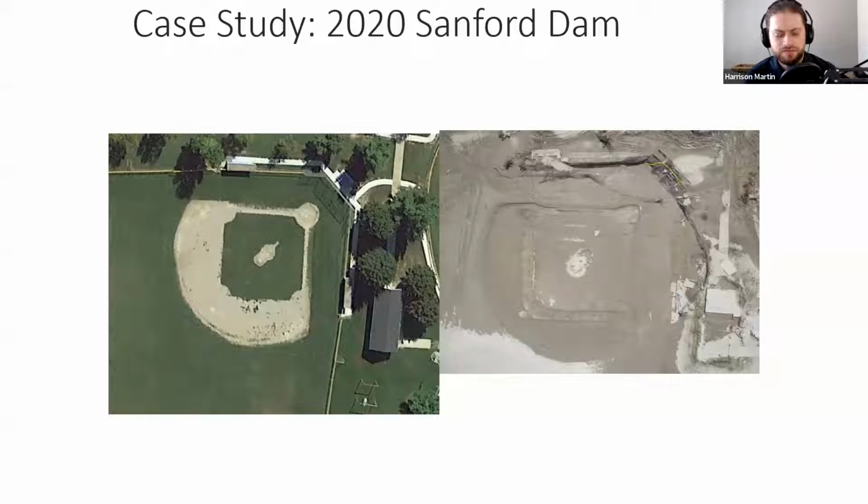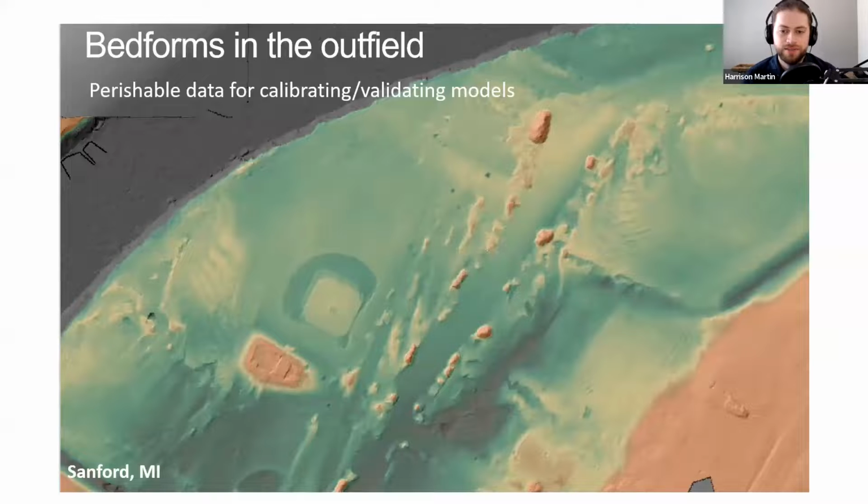And beyond just the human element, scientifically, it brings to mind questions. Okay, well, was this erosion? Was this deposition? Are there spatial patterns? How do we prepare? Should we shore up certain areas in the future? And I think that these questions, we can begin to answer them when we can measure bed forms in the field, right? This is perishable data that's valuable for calibrating future models and understanding these patterns.